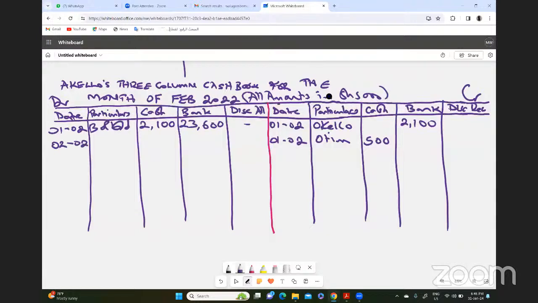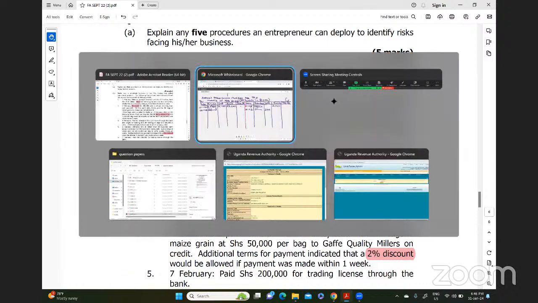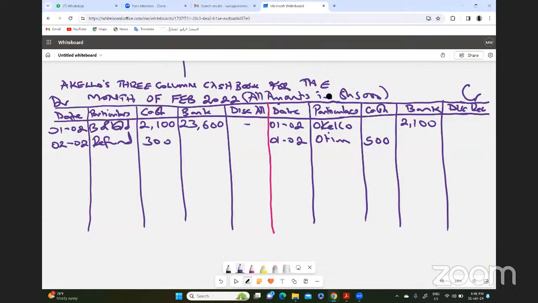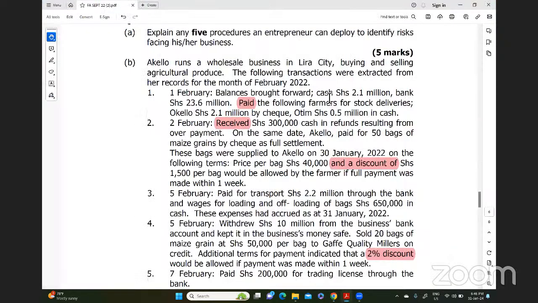So we are having a refund on 2nd of Feb. And that refund came in cash, right? Of 300. Came in cash of 300. So we put it in the cash column.